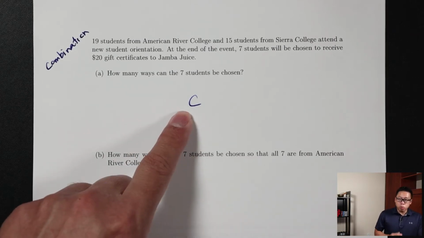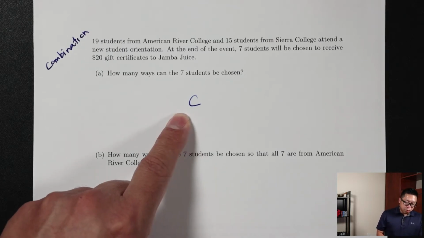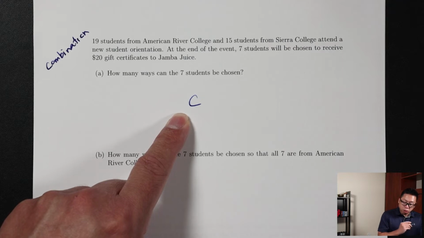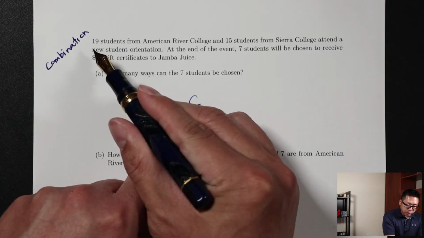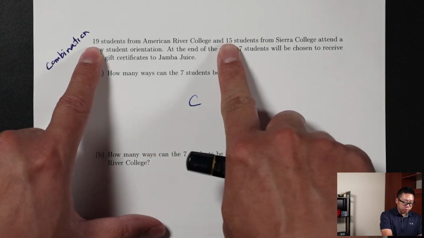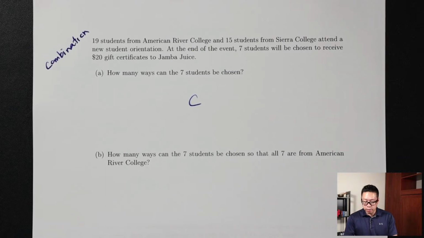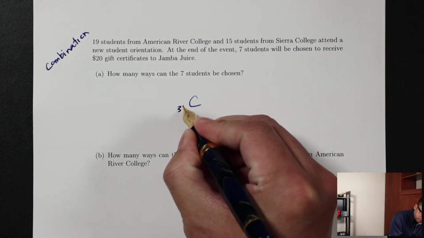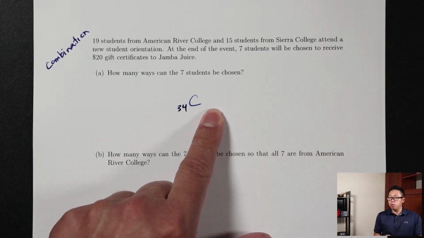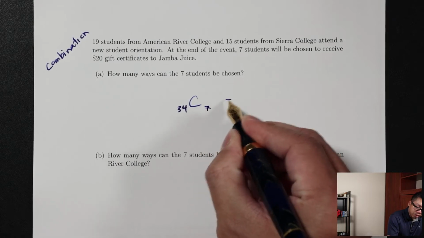So first number will be total from which we're going to choose. How many total do we have to choose from? Well, total is going to be all the students together. So that's the 19 from ARC and then the 15 from Sierra. So what is that total? 19 plus 15 is 34 students total. And then second number, how many are we choosing? We're choosing 7 students to get the prize.